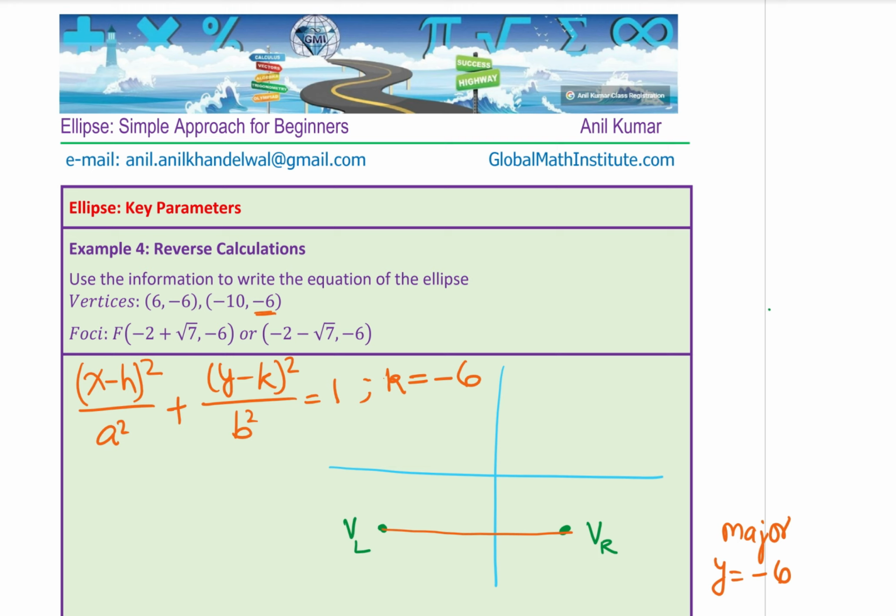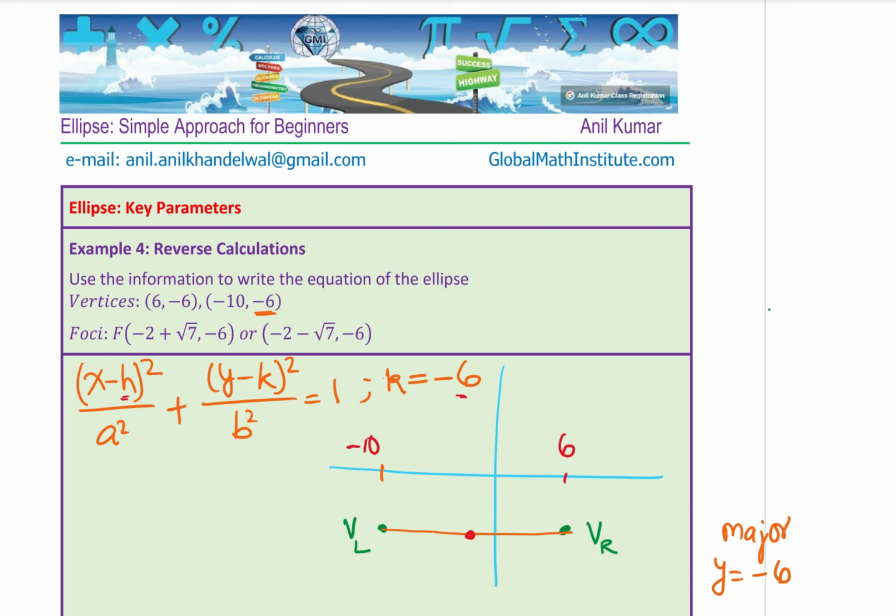Now, let's look into the translation on the horizontal side. Well, as you can see here, let me change the color. This is at minus 10 and this point is at 6. So find the midpoint of these. So the midpoint will be where? That will give you the h value, correct? So the midpoint h and k we already have. So the center will be somewhere here.